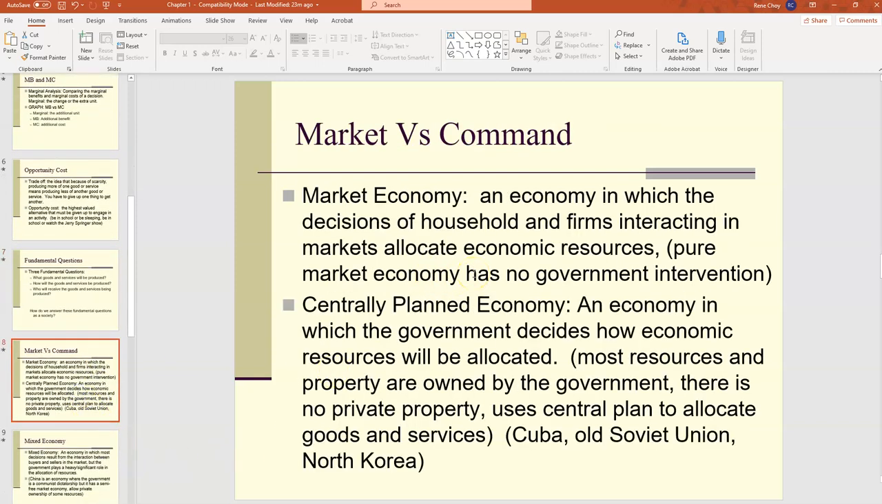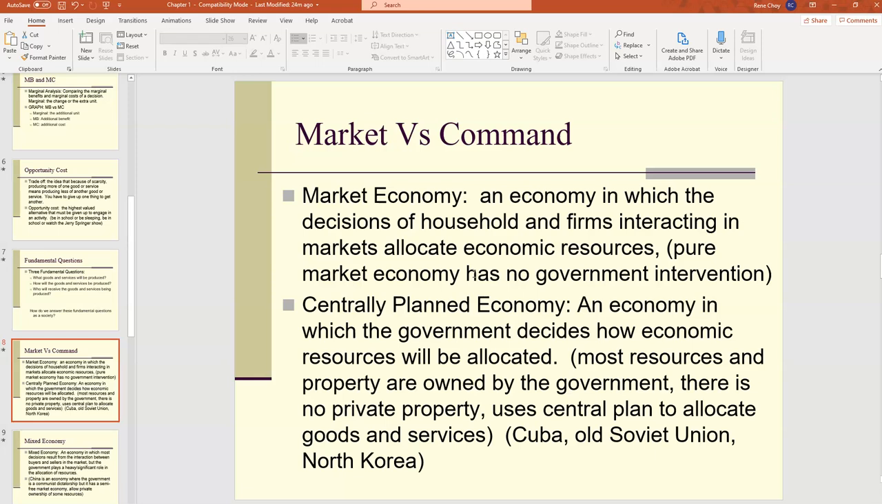There are 2 basic competing economic models in the world today. We call one economic model the market economy, and we call the other the centrally planned economy or command economy. In a market economy, the majority of decisions are made by households and companies interacting with each other through markets. That's how we allocate economic resources. In a pure market economy, there would be no government. Now, as we know, we have a government, and the government can be very active or very inactive at times. So we don't really have a pure market economy.